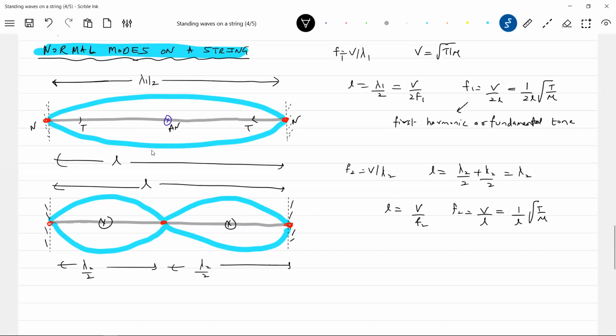This can be written as, I multiply by 2 on both sides, or f2 equals 2f1, where this f2 is called the second harmonic or first overtone.